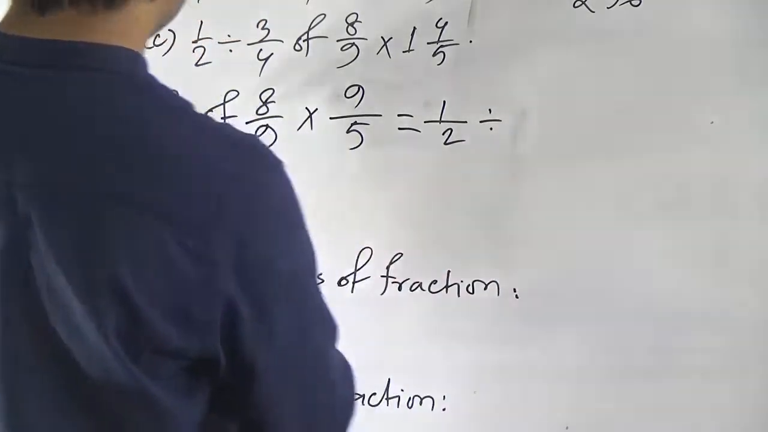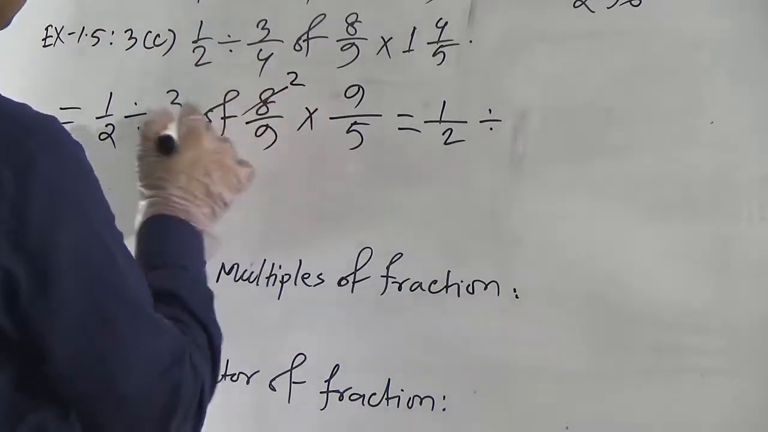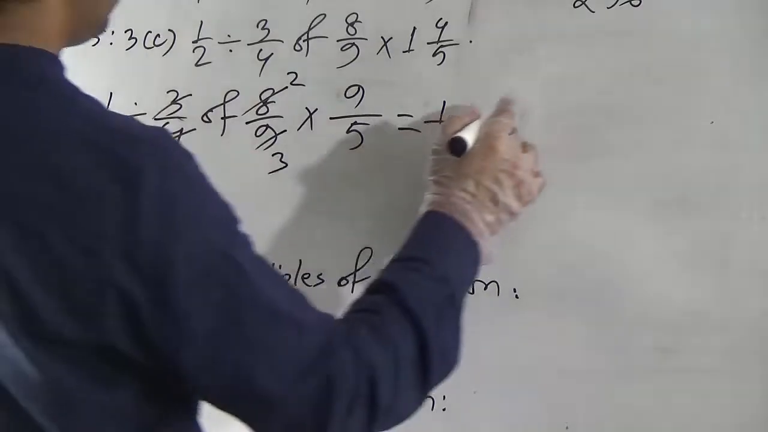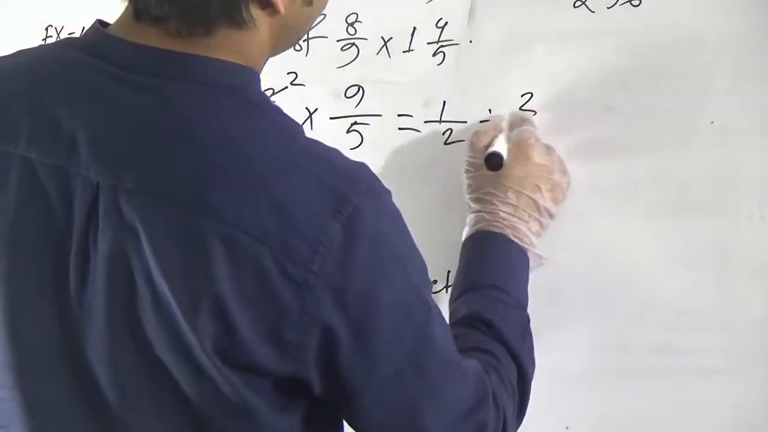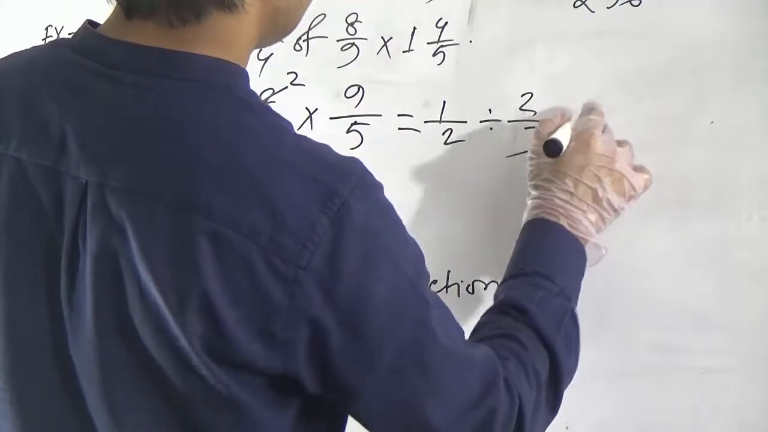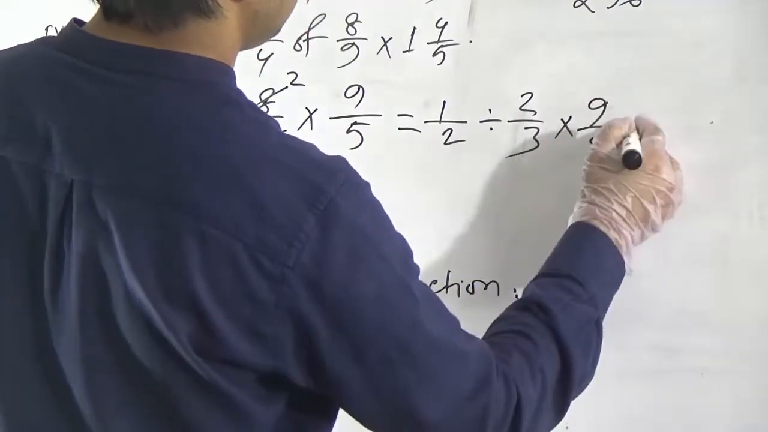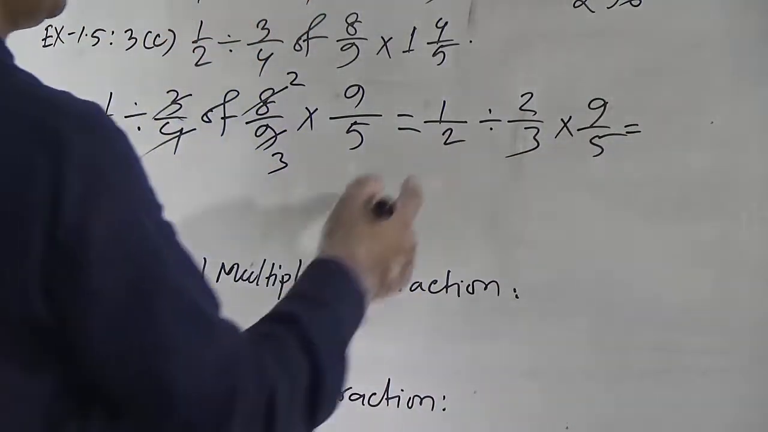We can calculate here. 4 2s are 8, 3 3s are 9. So we can write here 2 by 3. Now multiplication 9 by 5. Now we have to complete the work of division at first.